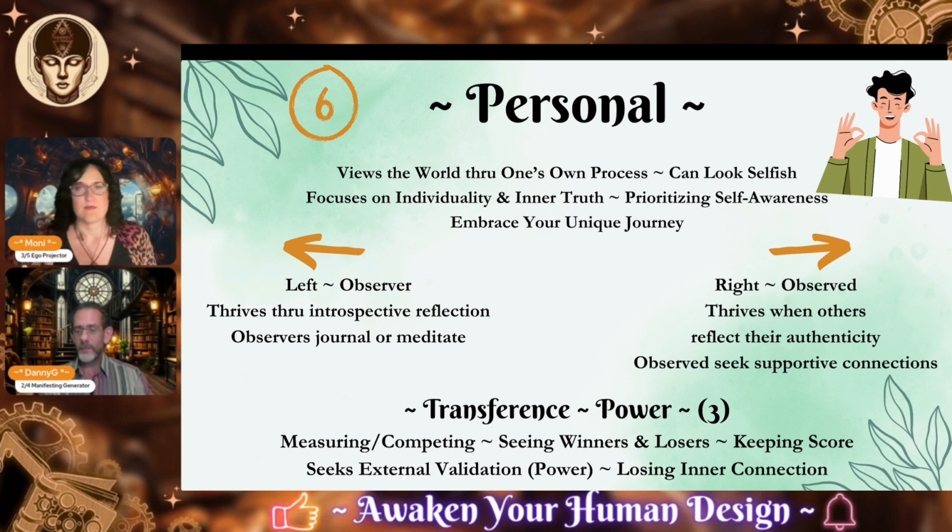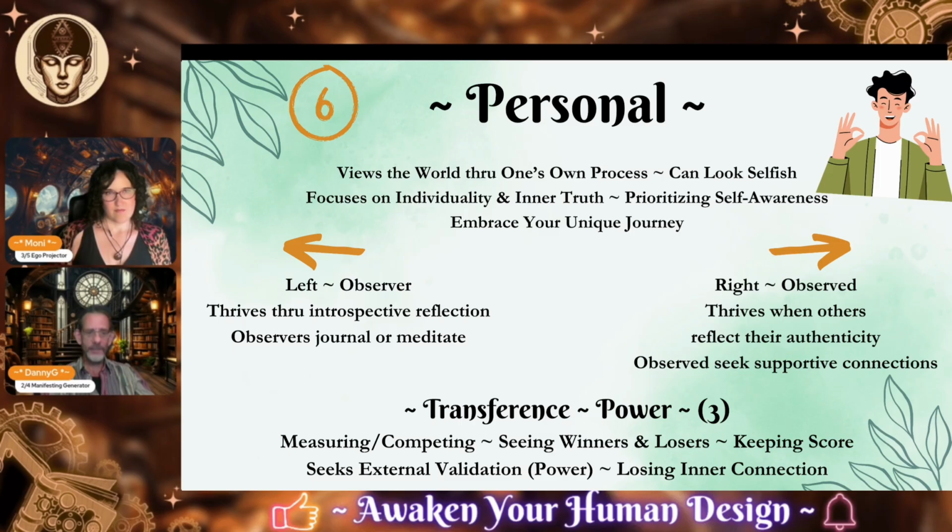The observed, the one that's actually in the movement doing the thing, they thrive when they reflect on their authenticity, observe, seek supportive connections. They sure do. But at the same time, they just seek their unique way. Because again, this is the personal thing. The personal thing is my uniqueness. The personal view is my uniqueness. That's what its view is. It's maybe observing other people's uniqueness, but it's only as it relates to its own.